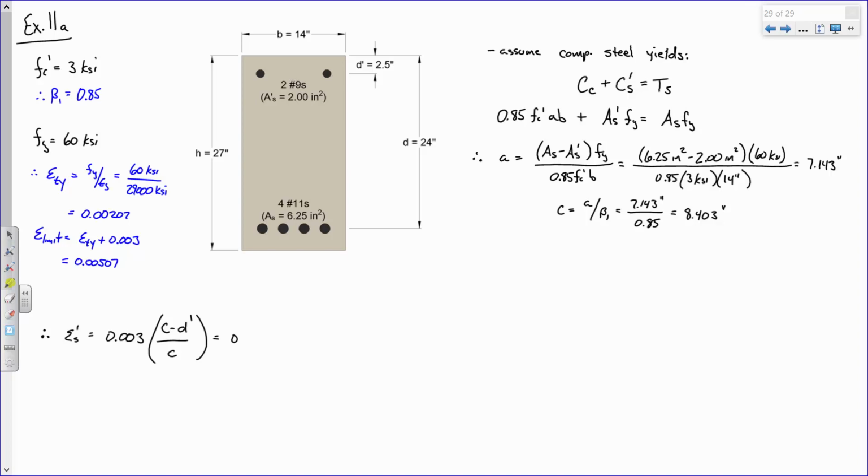So 0.003 times 24 inches minus 8.403, 8.403. Where'd you get the 24 inches from? Oh, see, there you go. I'm messing it up. I literally just said don't do that, and then I did it. You're exactly right. That's 8.403 minus, what is D prime? 2.5. Thank you. See, anybody can do it.